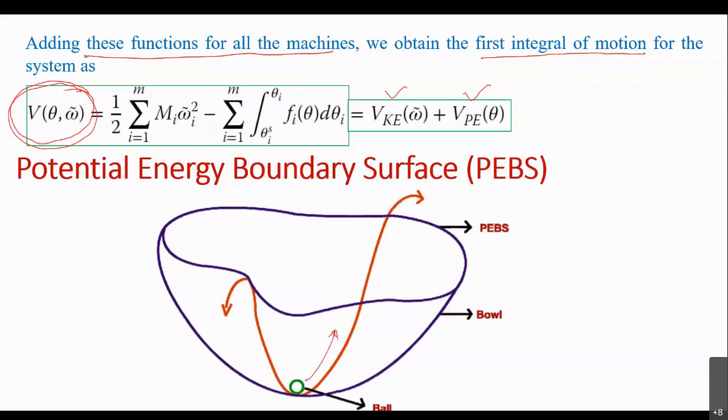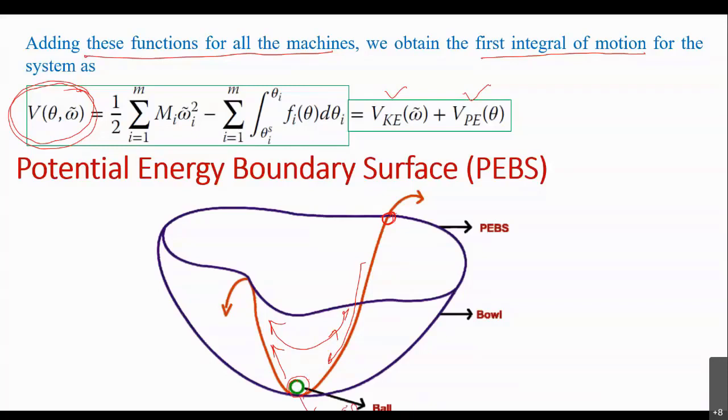It will move in this direction or that direction, as per the force. If it moves in this direction, it will not reach the boundary or the edge of the bowl; it will come back and oscillate between these points, and finally settle down at this point. This point is known as the stable equilibrium point. So this is your SEP, right?